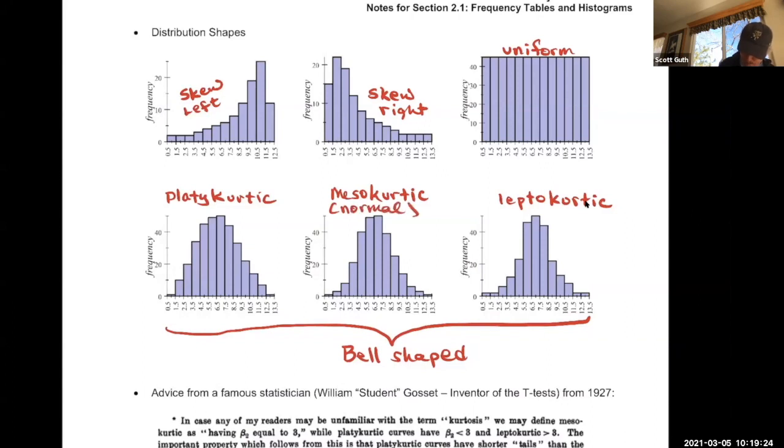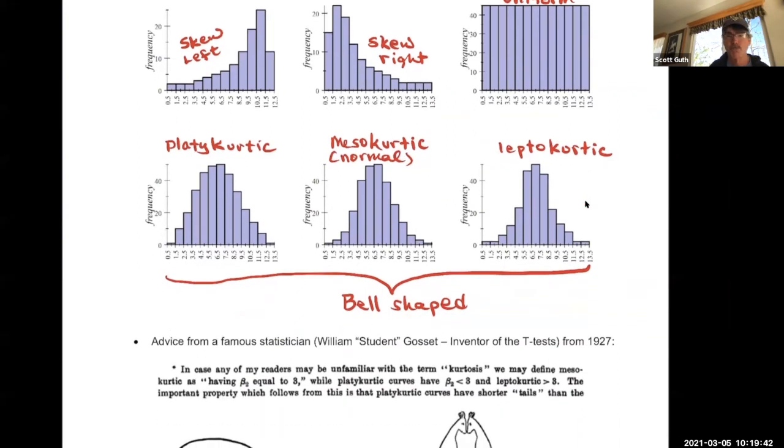Glad that came up because I meant to put that there. So one of the most important probability curves is called the bell curve, also called the normal distribution, and that's the one that's mesokurtic, and the one that's most often seen with large data sets. Okay, any questions?